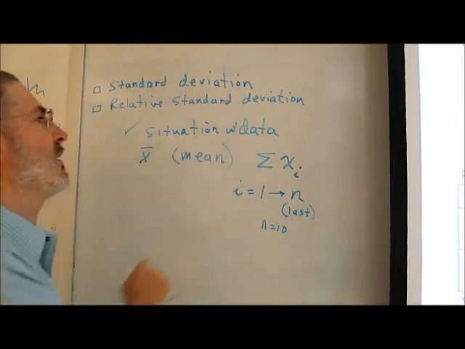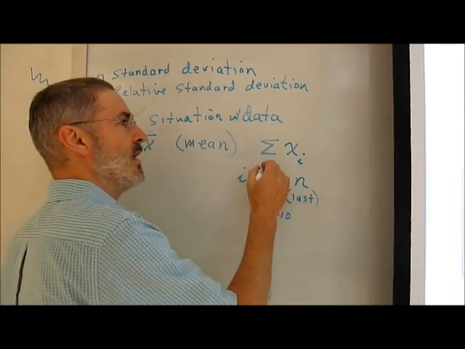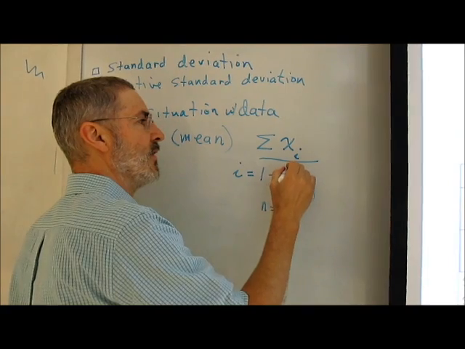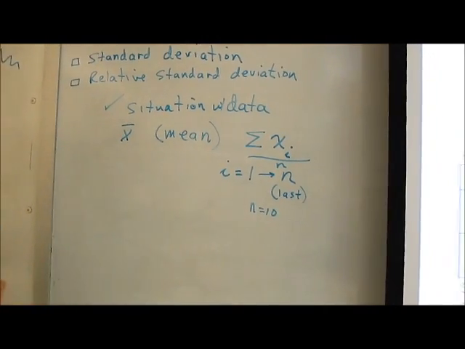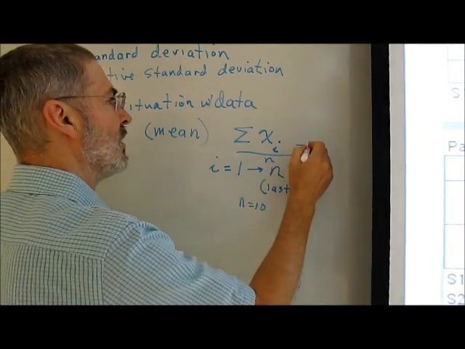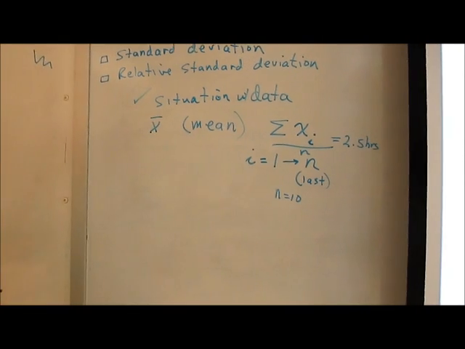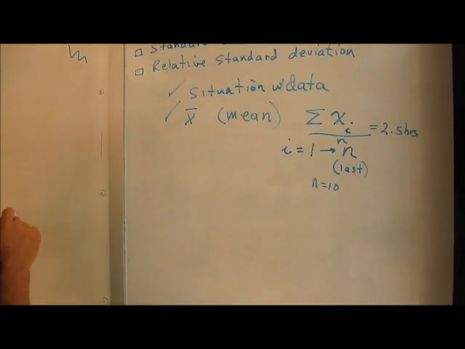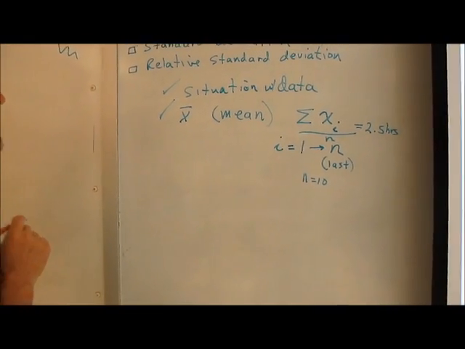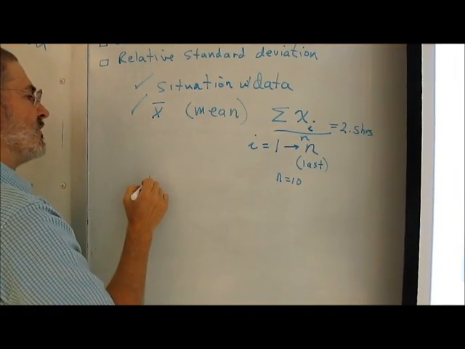So how do I calculate the mean? I add up all of my data values, and you know what I do next. I divide by the number of my data values. And that's where my 2.5 hours came from in this particular situation. So I need a mean to calculate a standard deviation. What else do I need? I need a deviation.